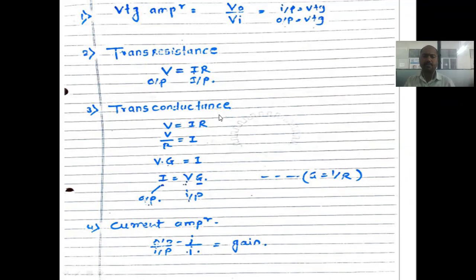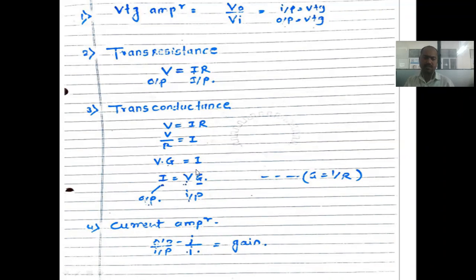Right? Transconductance amplifier, what does it indicate? We know Ohm's law, V equal to IR, right? So when we consider this Ohm's law equation, I equal to V upon R, right? But 1 upon R is nothing but G, right? 1 upon R is nothing but G. So for that 1 upon R, we write G. So V into G is equal to I. As we know G is nothing but 1 upon R, so your equation is I equal to V into G.